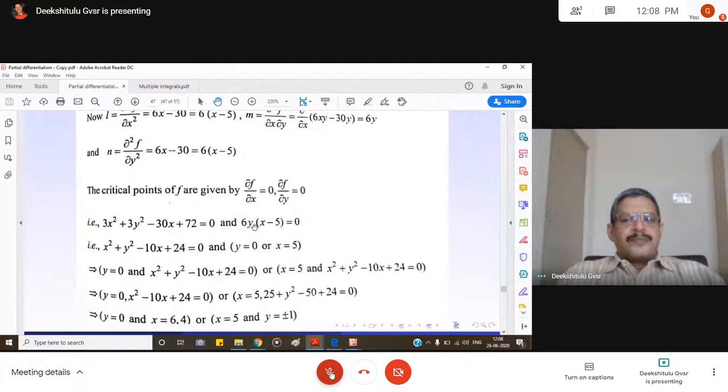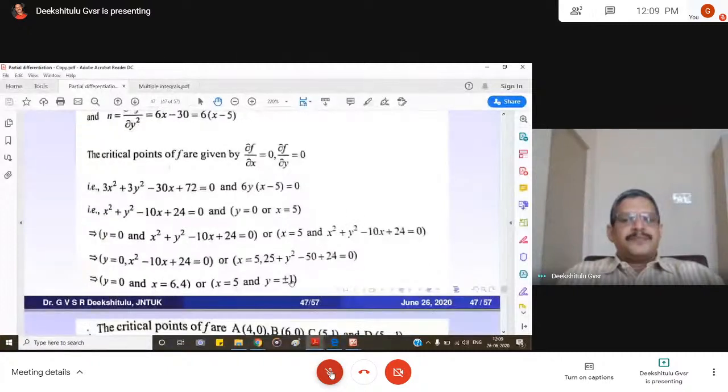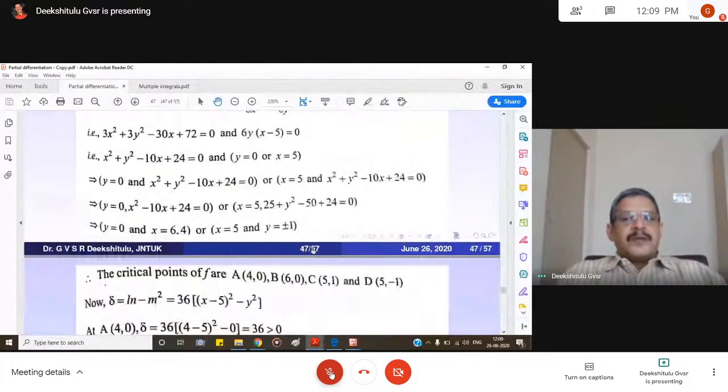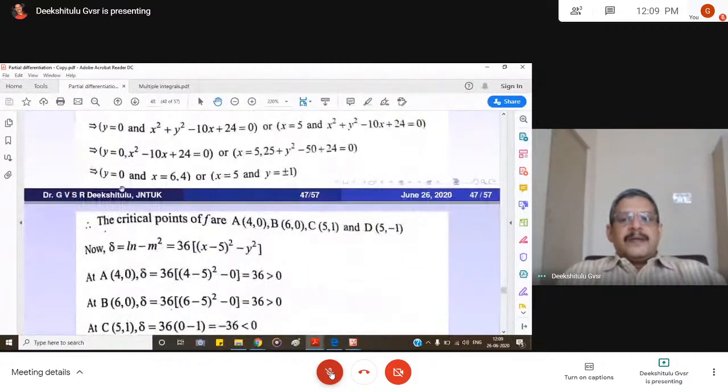If you put these points here, you get the other points also. When y is equal to 0, x is equal to 5 and x is equal to 6.4, and when x is equal to 5, y is equal to plus or minus 1. These are the points we have. X is equal to 5, y is equal to 1, and x is equal to 5, y is equal to minus 1. Other points we have.